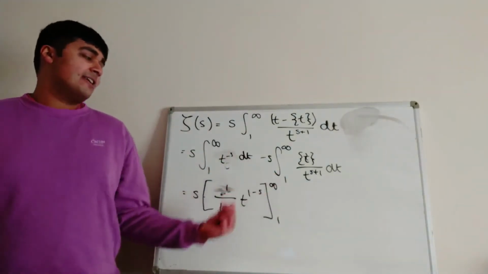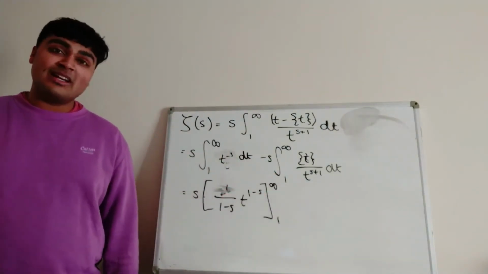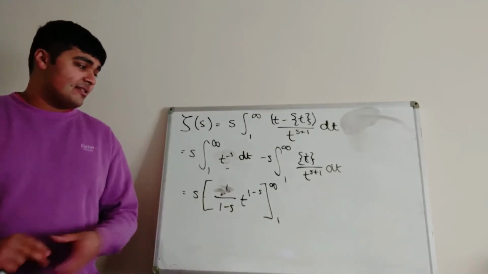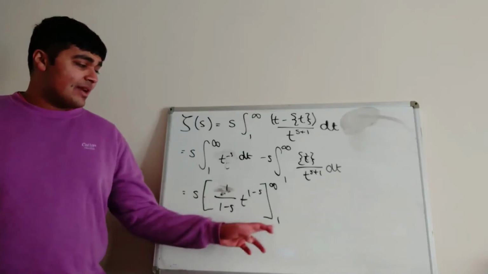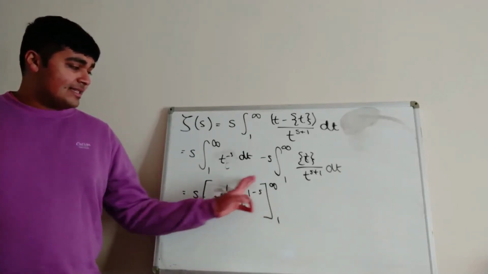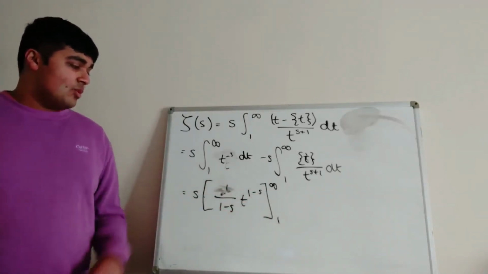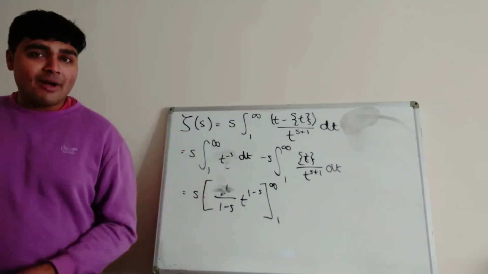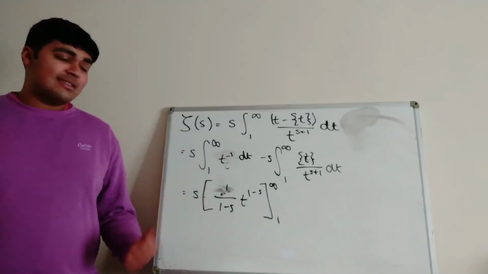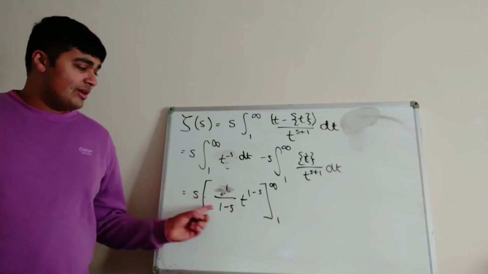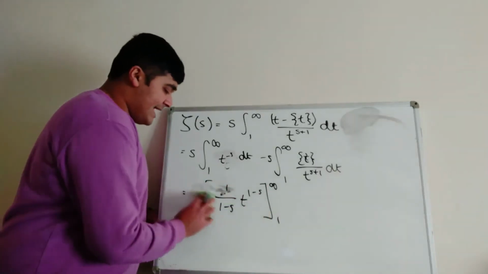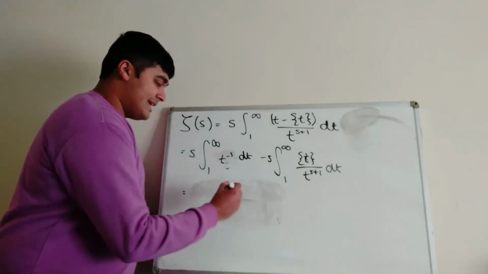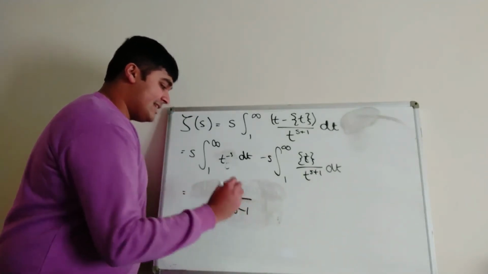When I plug in infinity, t to the 1 minus s is going to go to 0, because remember s has real part bigger than 1. And when I plug in t equals 1, this thing vanishes and I'm just left with 1 over 1 minus s. So I've got 0 minus 1 over 1 minus s, which is the same as 1 over s minus 1. So all in all, this is just 1 over s minus 1. When I multiply it by s, I get s over s minus 1.